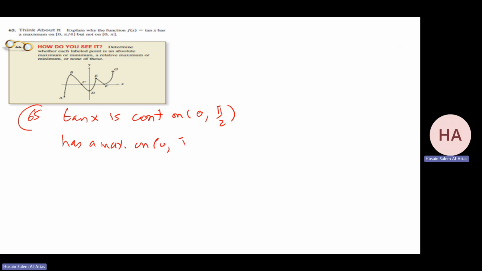65 and 66, what they want. Explain why the function tan x has the maximum in this interval, but not in this one. Very clear. Tan x, I know that tan is continuous between 0 and pi over 2, so for sure it has a maximum on this interval.